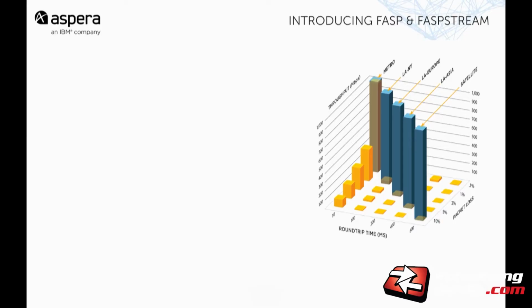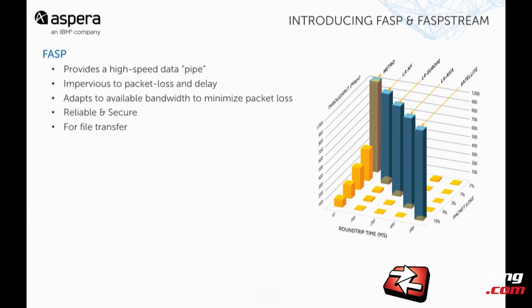And so I'm introducing to you FASP and FASPSTREAM. Those are our transport protocols. The big idea is that it provides a high-speed data pipe that's almost impervious to packet loss and delay. So you can see in blue here, no matter how much packet loss, how much delay, it's going to utilize a maximum of your bandwidth. It can adapt to the available bandwidth to minimize packet loss. It's reliable. It's inherently secure. And FASP initially was very much built for file transfer.